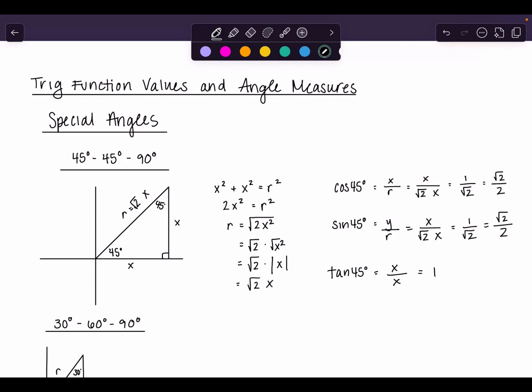So this is really nice when I have these three trig functions. 45 is one we're going to be able to evaluate exactly. For other angles like 10 degrees, not going to be able to do the same thing. It's just because this is a very special triangle with special properties.